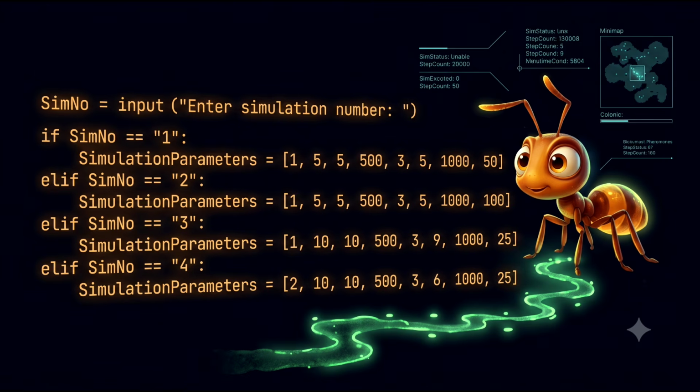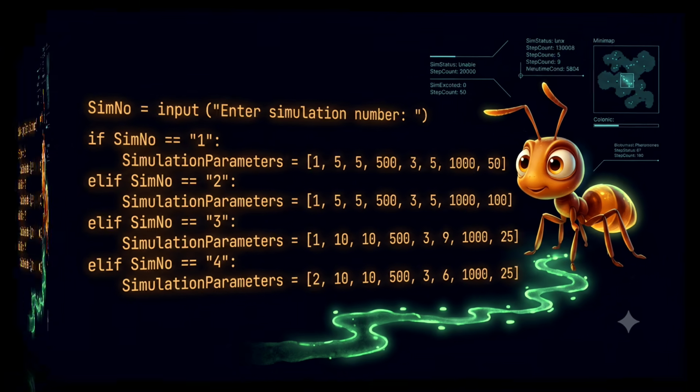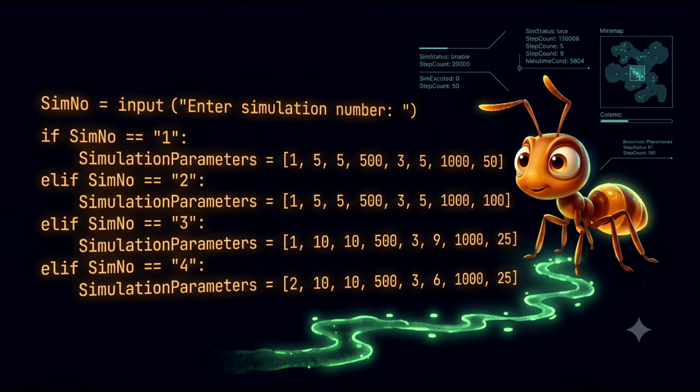If you type 1, it sets the simulation parameter to a specific list of 8 numbers. If you type 2, a different list, and so on for 3 and 4. Those 8 numbers are number of nests, number of rows, number of columns, starting food in each nest, number of food cells, starting ants per nest, pheromone strength, and pheromone decay rate. So for simulation 1, the list is 1, 5, 5, 500, 3, 5, 1000, 50. That means 1 nest, 5 rows, 5 columns, 500 food per nest, 3 food cells on the grid, 5 ants per nest, pheromone starting strength 1000, pheromone decays by 50 each stage.